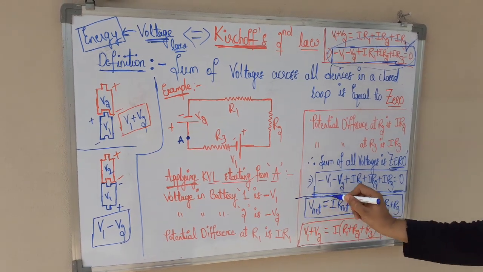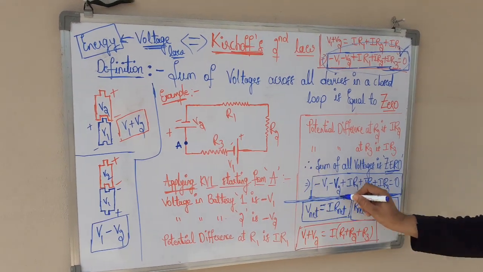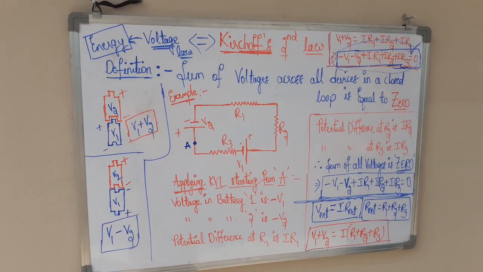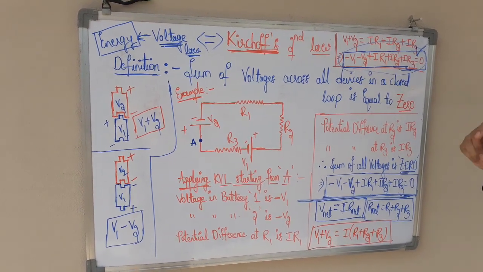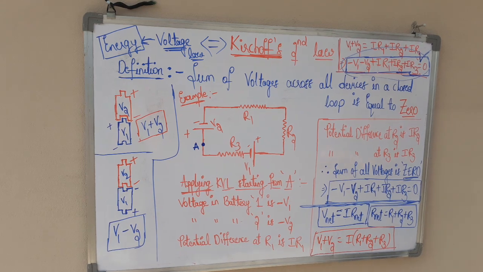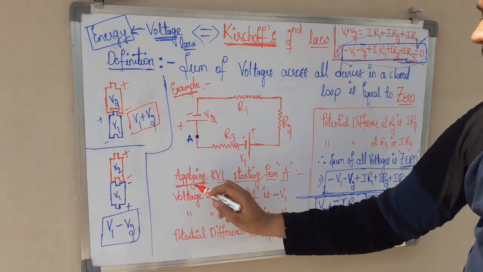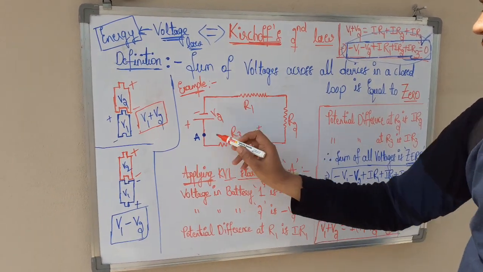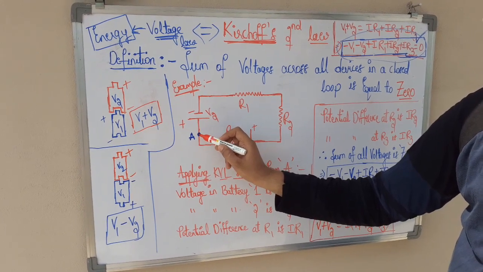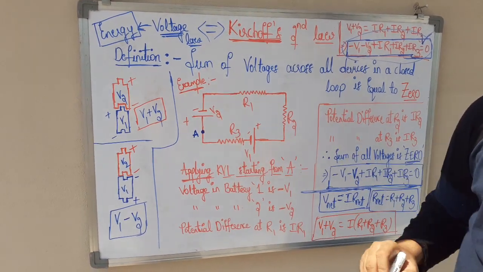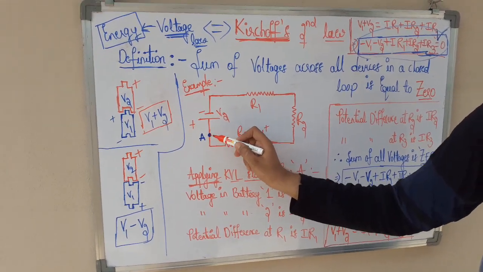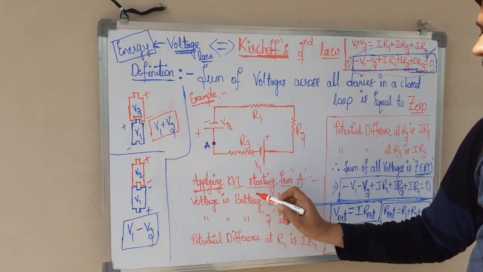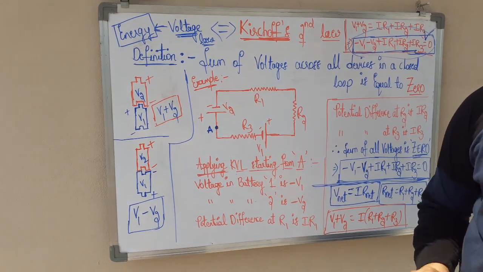till here you need to write in the exam. This is the final equation we got. From this final equation, what you need to write is: applying Kirchoff's voltage law starting from point A. We can take any one point. I have taken this point A. So starting from point A, we apply Kirchoff's voltage law.